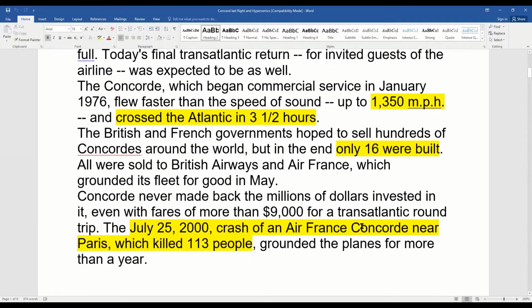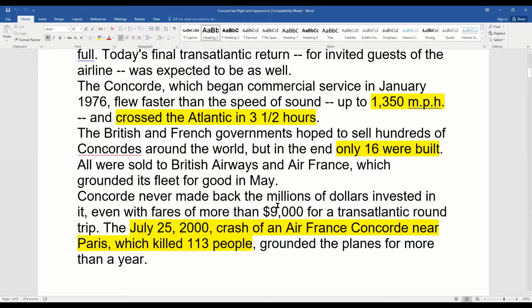This was one of the coolest airplanes built for passenger aircraft, but only 16 eventually were built because it wasn't cost-effective. People flew on it, but it cost a lot of money to build and it never made money. Air France and British Airways were the only airlines that bought this airplane. And its end was imminent after a Concorde crashed in Paris in the year 2000, and it killed 115 people.